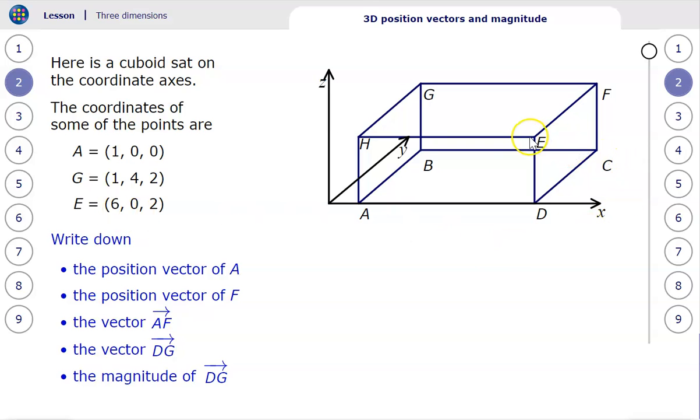E, we're told, is the point 6, 0, 2. So what's happened here is I've gone 6 along the x-axis. So any point along here, D, C, F, and E, are all going to have an x component of 6. E has a y component of 0, so in other words, it hasn't moved along the y-axis. So D, E, H, and A all have a y component of 0. And E has a z component of 2, so in other words, it's moved up 2 places along the z-axis, as have the points H, G, and F. So that's how I'd go about fixing the coordinates of those particular points.